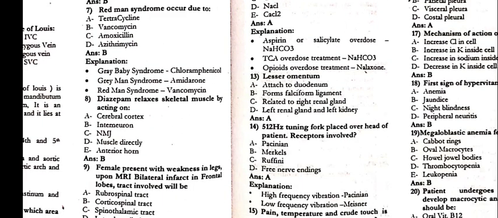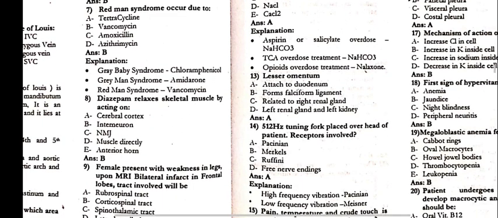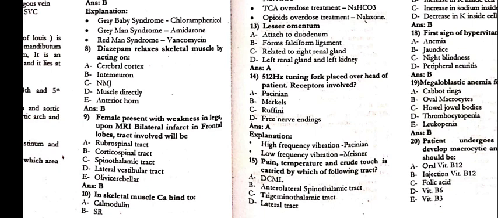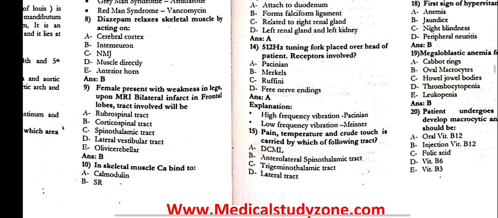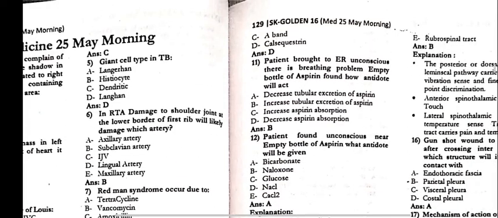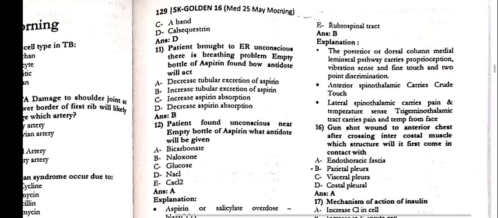Diazepam relaxes skeletal muscle by acting on the interneuron. Female presents with the weakness in the legs, upon MRI bilateral infarct in the frontal lobes. Tract involved will be the corticospinal tract. Question number 10, in the skeletal muscle, calcium binds to delta, which is the calsequestrin.